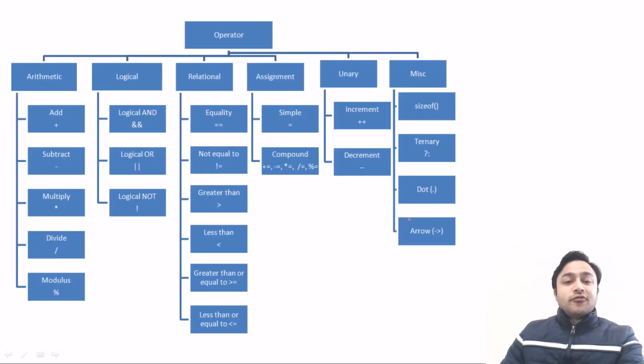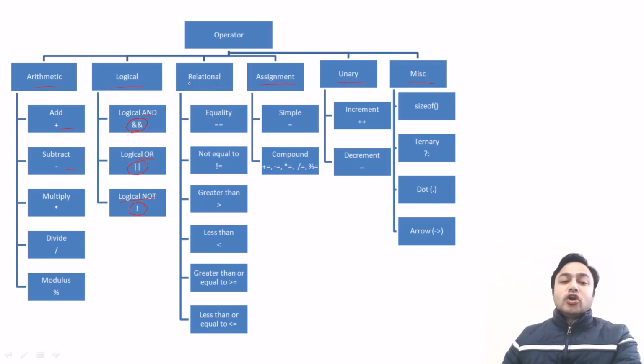Now these are the different types of operator. The first is the arithmetic operator, the second is the logical operator, the third is the relational operator, the fourth is the assignment operator, the fifth is the unary operator, and there are miscellaneous operators. In case of arithmetic operator, there is the add operator, minus operator, multiplication operator, division operator, and modulus operator. In case of logical AND operator, the symbol is this. In case of logical OR, we use this symbol. In case of logical NOT, we use this symbol.